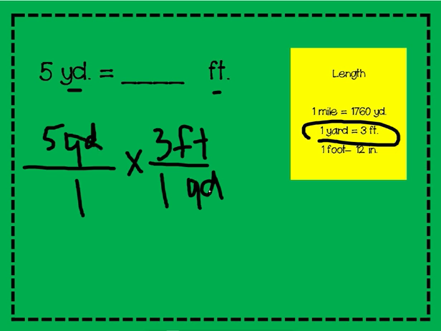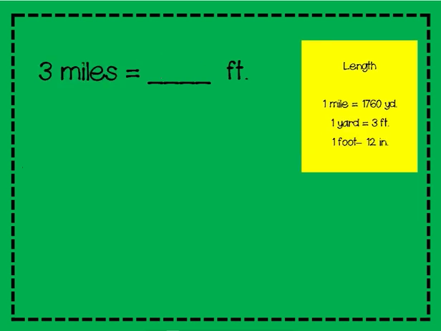I can cross the yards out because they cancel each other out. 5 times 3 is 15 feet over 1 times 1 is 1. So 5 yards equals 15 feet. That one was rather easy.